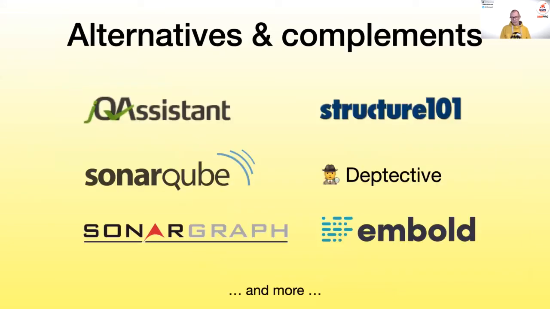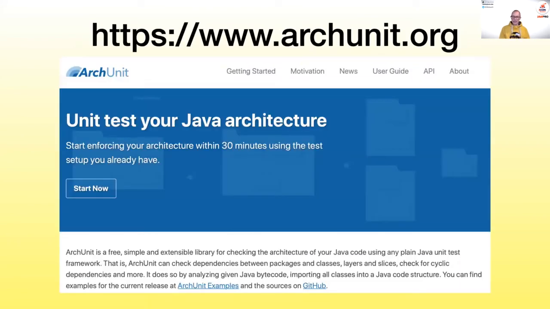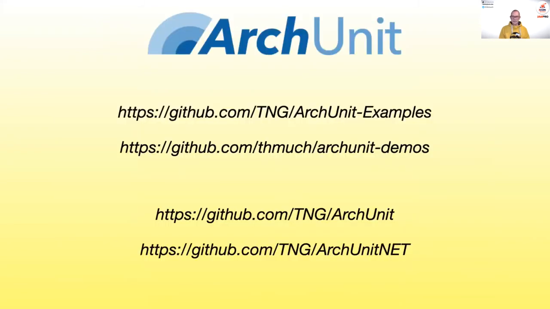There are alternatives and complements to ArchUnit. You can combine them, like jQAssistant, Structure101, Sonargraph, or Embold if you want to use some ML or AI to reason about your architecture and your fixes and possibilities. If you're into Spring Boot, there's an extension, Moduliths, that's based on ArchUnit. It's developed by Oliver Drotbohm. You'll find talks from Oliver on the web if you're interested in modular monoliths, and you can have a look at his website. Everything else you'll find on the ArchUnit website. The official examples and my examples that I showed you here, and the ones that I didn't show you. There's even a .NET port.